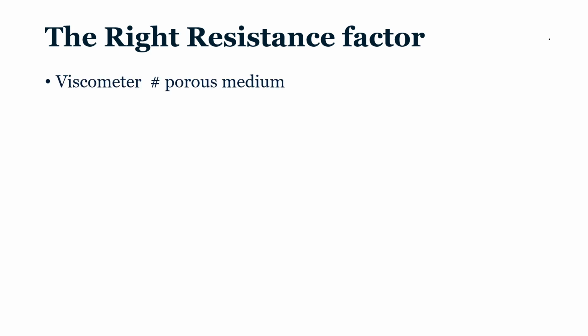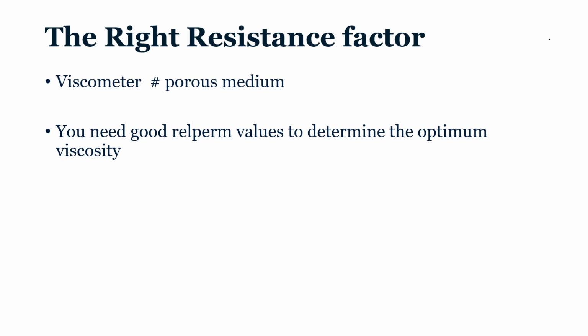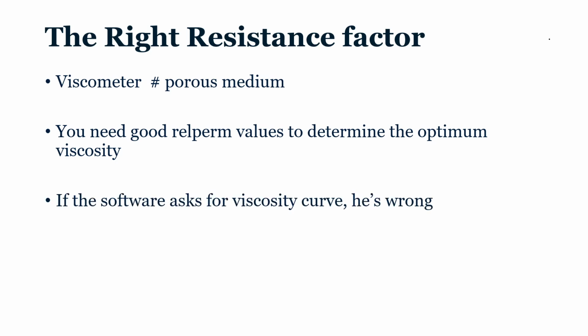Extra thought. So the right resistance factor, that's the conclusion. Viscosity is different in porous media. Of course, you need some good real perm values, especially in heavy oil, to get the right injected viscosity. My opinion is that if the software is asking for a viscosity curve, it is wrong for the reasons I explained, which is that two polymers can have the same viscosity curves. They might have very different in-situ resistance factors. So this you can't guess.